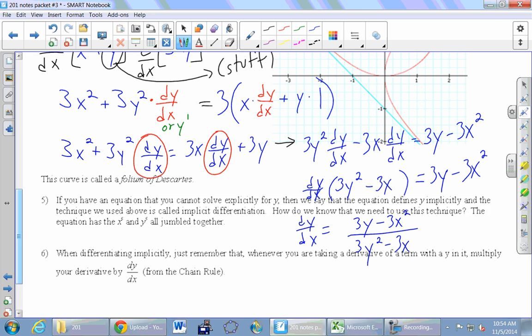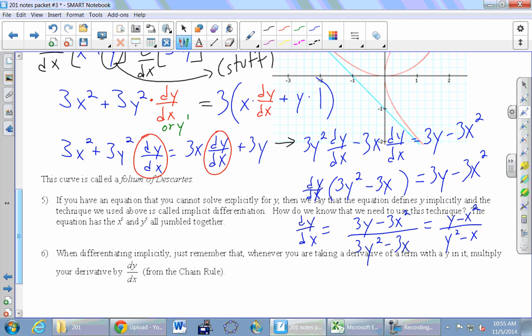It's very typical for this implicit differentiation to involve y's. So if you wanted to, you could factor 3 out on top and 3 out on the bottom, and they all cancel. So let's do that just to make life a little bit easier. So y minus x squared over y squared minus x. So that's our derivative, which means that's the slope of a generic tangent line.